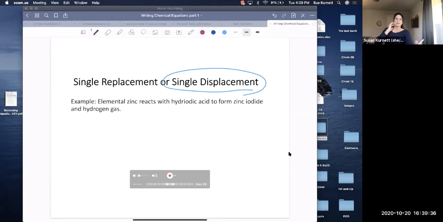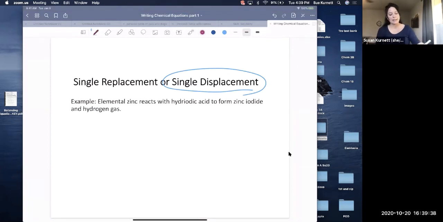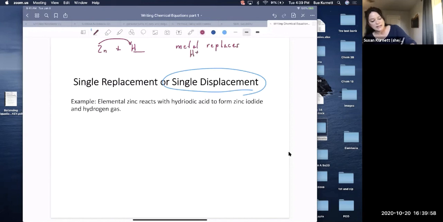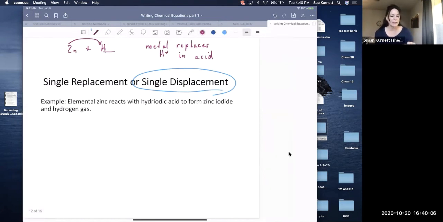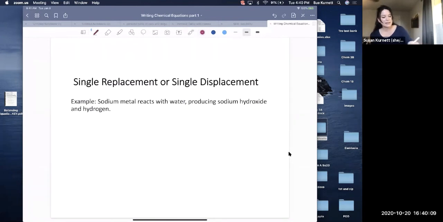Okay, so the next kind would be, we're going to take a metal and some kind of acid, and the metal is going to replace the hydrogen. So this would be metal replaces hydrogen in acid. You know that acids react with metals to form hydrogen gas. That's what's going on here. And then the third kind is where the metal replaces the hydrogen in water. And that only happens when the metal is super active.